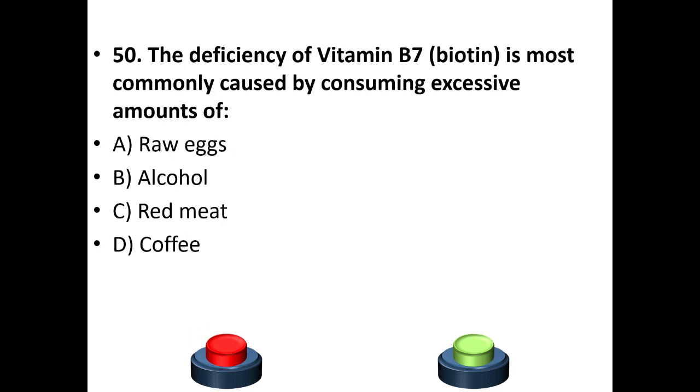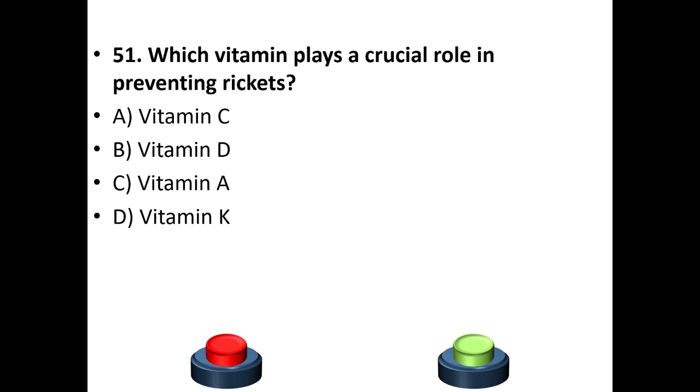50. The deficiency of vitamin B7, biotin, is most commonly caused by consuming excessive amounts of raw eggs, alcohol, red meat, coffee. Which is the answer? Your answer is A, raw eggs. 51. Which vitamin plays a crucial role in preventing rickets? Vitamin C, vitamin D, vitamin A, vitamin K. Which is the answer? Your answer is B, vitamin D.